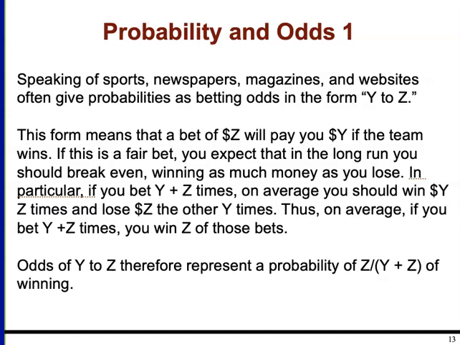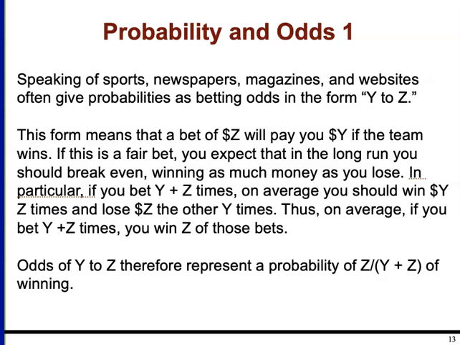Sometimes instead of giving probabilities, certain things will be given in odds. In particular, sports newspapers, magazines, and websites often will refer to betting odds, and they'll be in the form Y to Z. So how does that relate to this idea of probability? Well, that means if you make a bet of Z dollars, then that bet will pay you Y dollars if your team wins, or your horse, or whatever you're betting on.